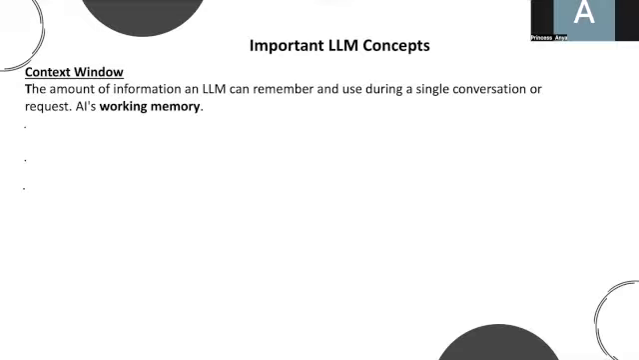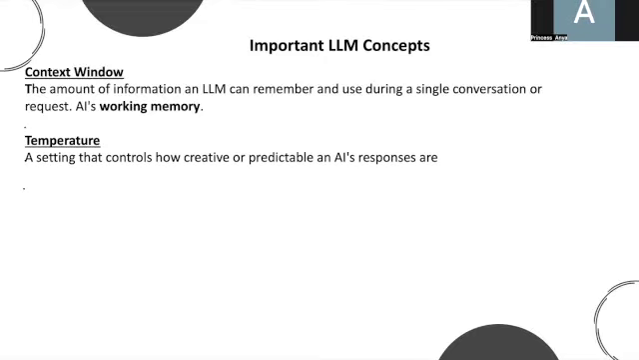Let's look into different important large language model concepts. The first one is the context window. The context window is the amount of information an LLM can remember and use during a single conversation or request. This is usually known as the AI's working memory. The next one is temperature. Temperature is a setting that controls how creative or predictable an AI's responses are. For instance, you can set your temperature to be low. A low temperature is going to give you more predictable output.